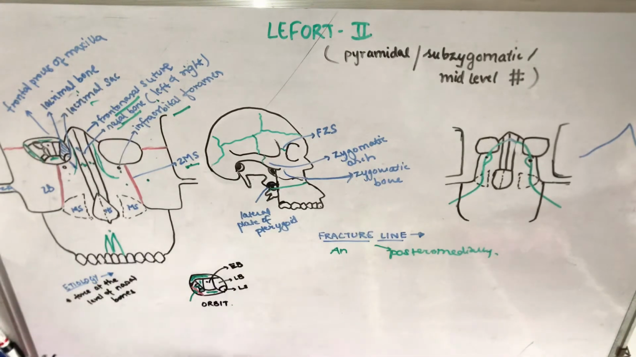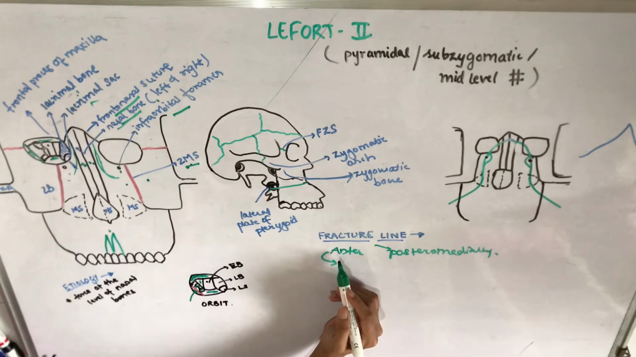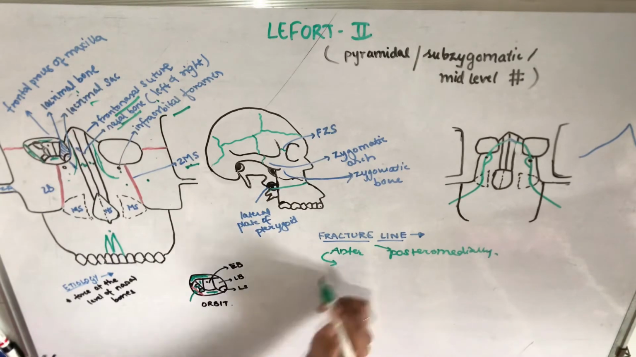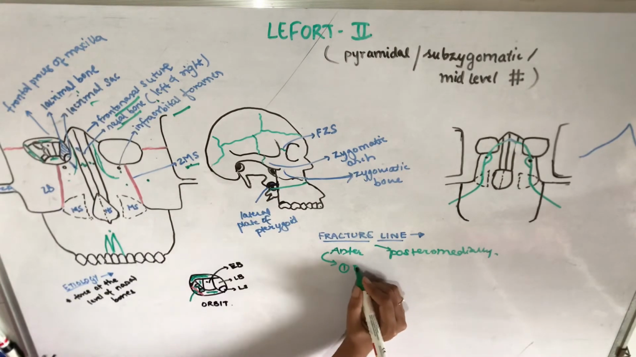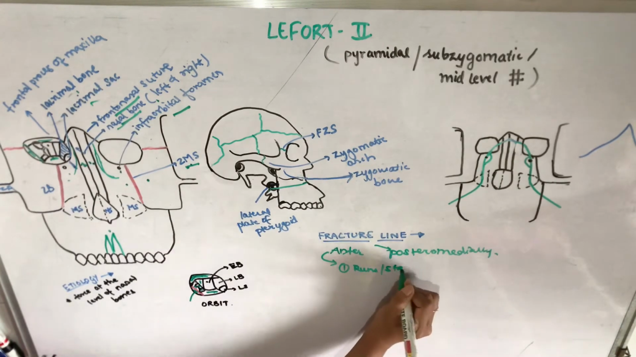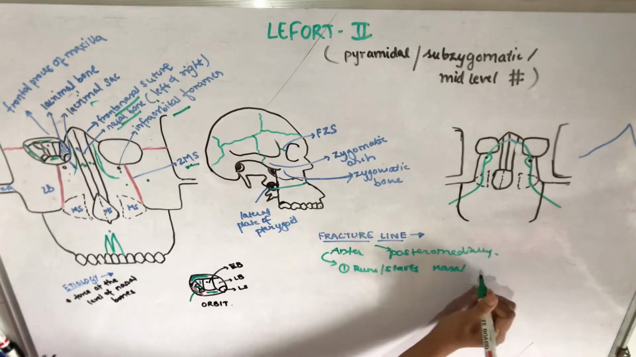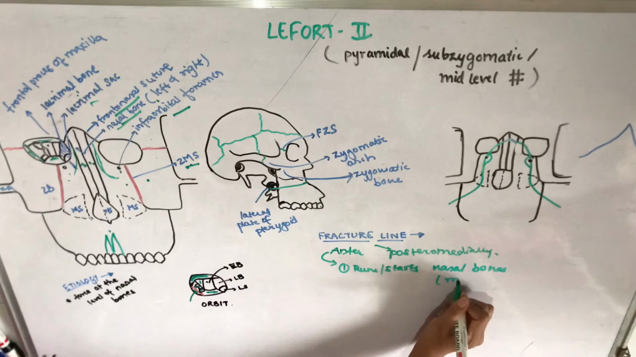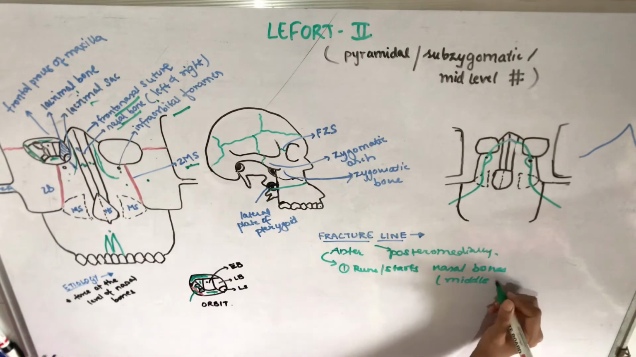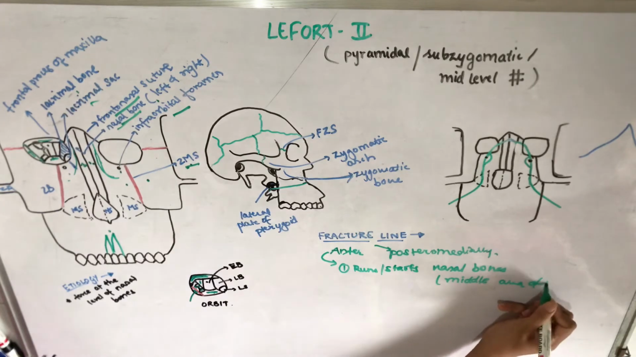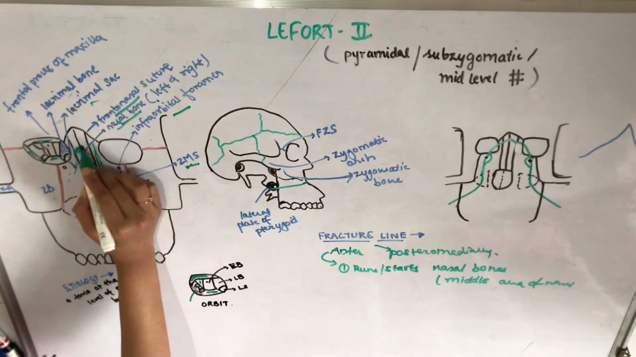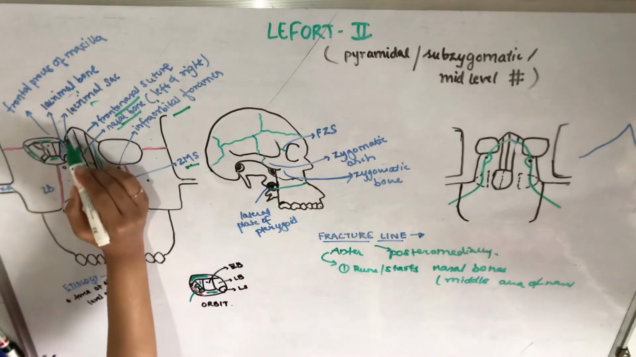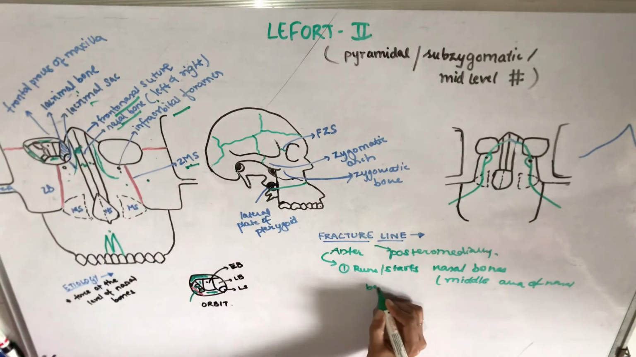Starting with the first point: your fracture line runs anteriorly through the middle area of the nasal bone. So this is your nasal bone. The first point is that it starts from the middle area of the nasal bones, and it is usually below the frontonasal suture. It is below the frontonasal suture.